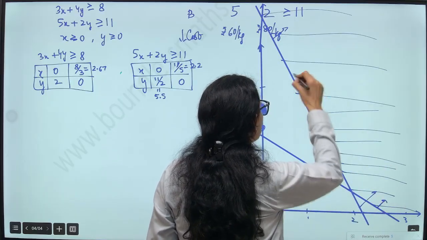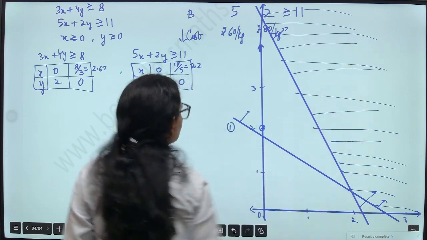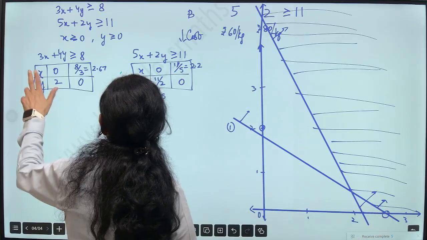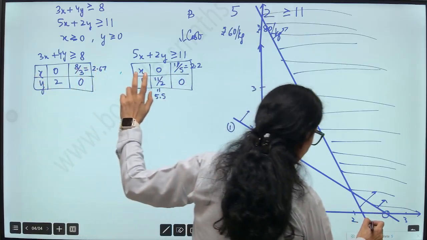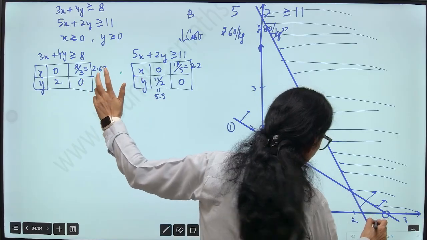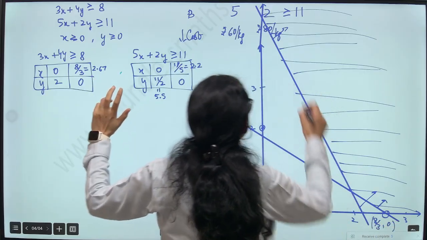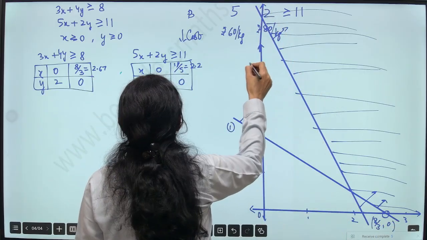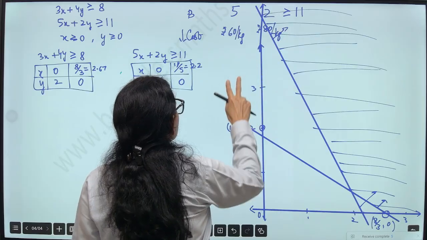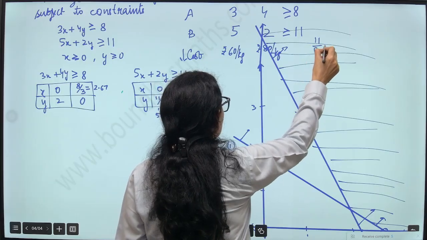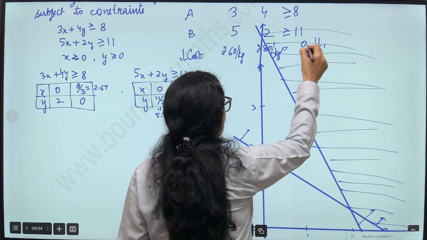But what are the corner points? Do we know all the corner points? This corner point, yes, we know. The corner point for this is, we can write in fraction also, it is 8 by 3 comma 0. And the topmost corner point is, I am writing it here, 0 comma 11 by 2.